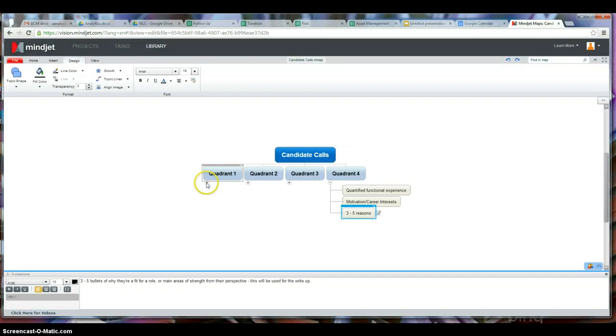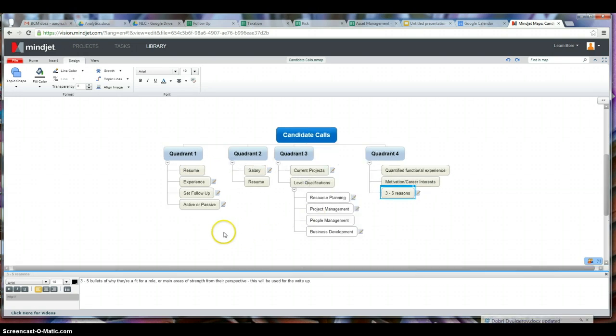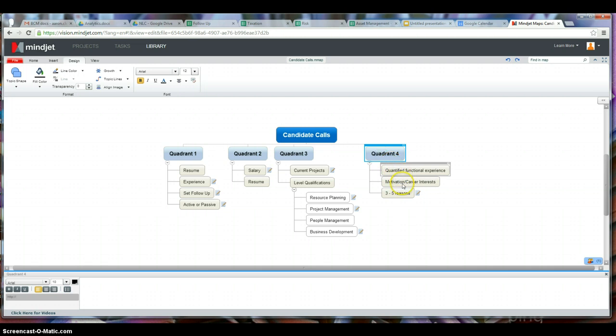So as we're looking at all that, quadrants 1, 2, and 3, you can get these in different pieces. Maybe starting out the conversation, you start with what their motivation and interests are. But these are all the pieces we're going to want to get before we're able to submit them successfully. In the next videos, we'll be covering some of the other topics that relate to candidate calls.